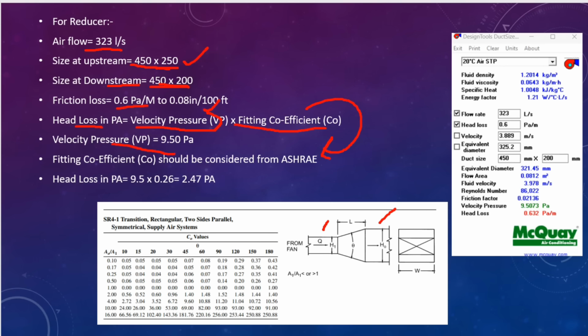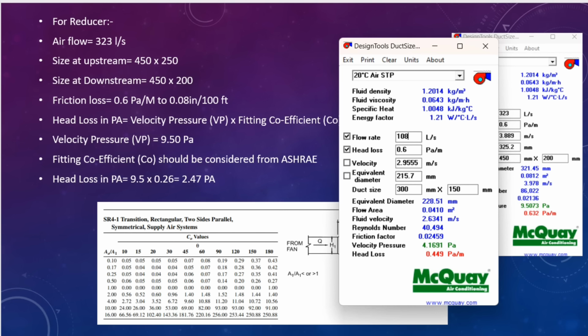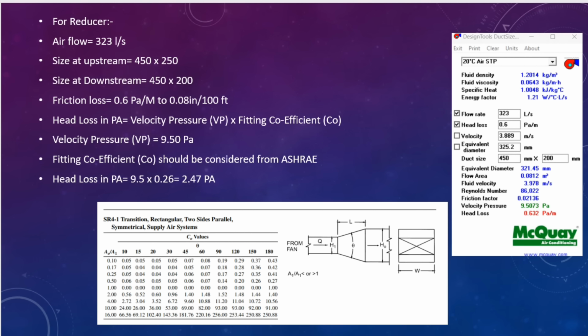So the velocity pressure, how to find out? The same duct sizer you can go here, for example, and here the flow is 323 liters per second and the friction loss is same, and the duct size for example is 450. If you apply the 450 here, 450 by 200, you can see the velocity pressure this time which is here. You should not take the head loss. Head loss is only for the straight duct. For the fittings you have to take the velocity pressure, that is 9.5. So I'm going to apply the same here, 9.5.